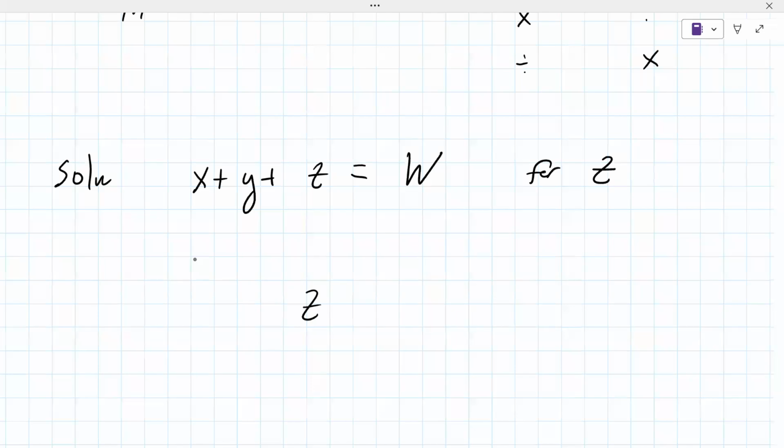X plus I don't know Z plus X equals negative W minus 7. You're solving for z, right? So the answer should be z equals, and then tell me what goes to the right here.